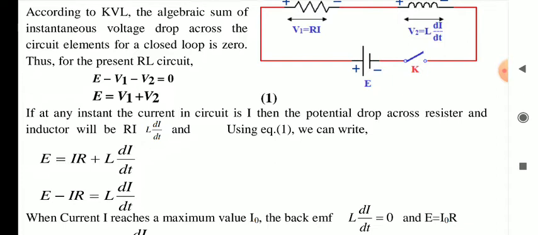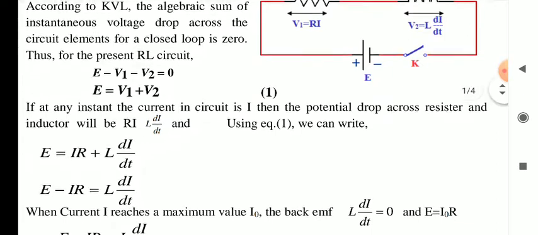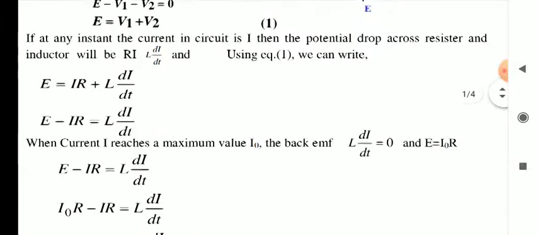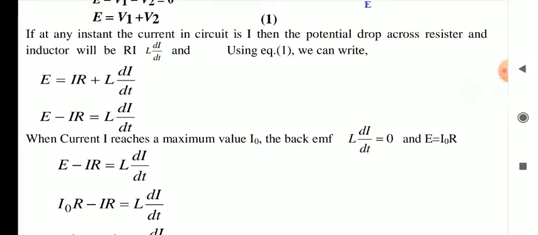If at any instant the current in the circuit is I, then the potential drops across the resistor and inductor will be given by I into R and L into di by dt. So using equation number 1, we can write E is equal to I into R plus L into di by dt. On simplification, E minus IR is equal to L into di by dt.